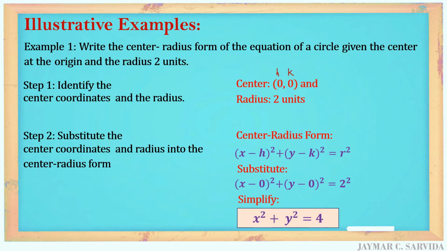that will become x² + y² = 4. Because x minus 0 is x, so that will become x², plus y minus 0 is y, so that will become y², equals 2² which is 4. So be careful to include the negative signs when substituting the center coordinates, just in case the coordinates are negative. So be careful with that.